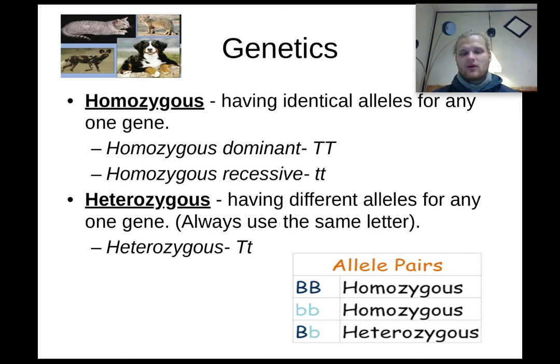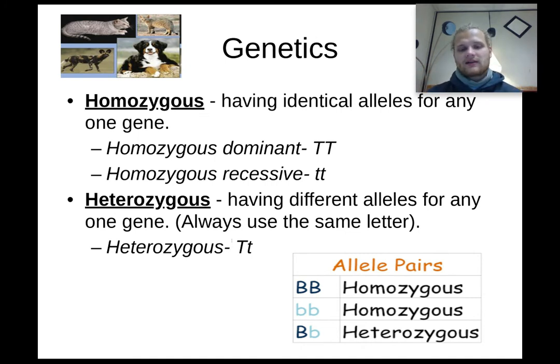Okay, hetero means you have one of each. So you get one capital and one lowercase, one dominant, one recessive. Homozygous recessive means two recessive lowercase t's. I don't know what trait it would be, maybe tall or short. Two capital T's means you're tall.